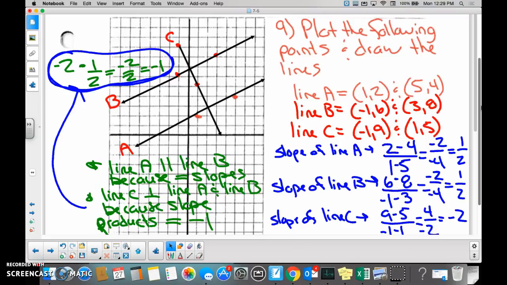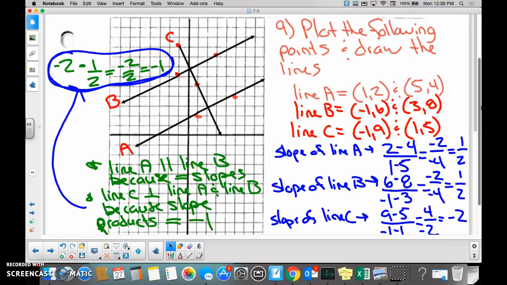Line A and line B. Look at them. They have the exact same slopes. Therefore, they are what kind? Parallel. In relationship to one another, parallel. Line C intersects them so that we form 90-degree angles. Therefore, we know the slope of line C and the slope of line B. When you multiply them together, you get what?